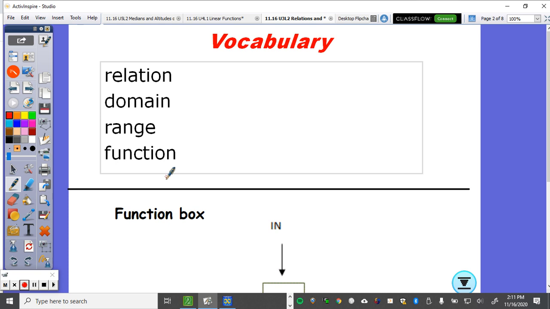Let's go through this. We're going to go over relations and functions. These are some words we're going to talk about today: relations, domain, range, and function.